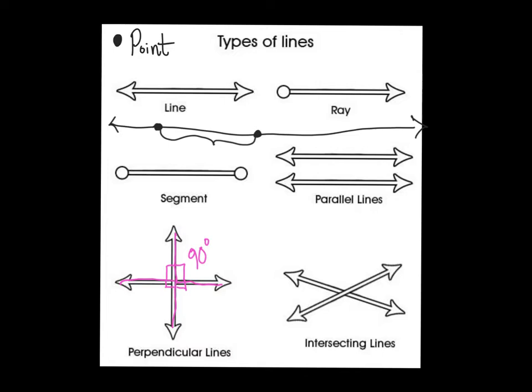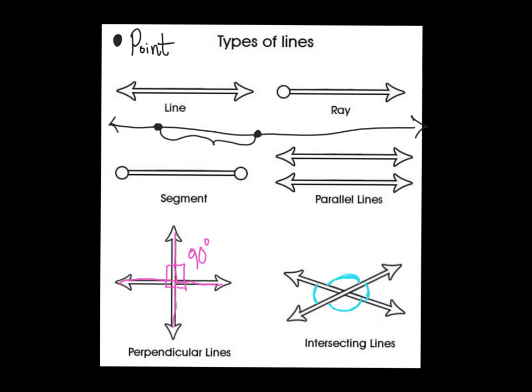And what we have over here are intersecting lines. And intersecting lines are just like perpendicular, but they don't form right angles. If you look inside these lines, you'll see right here, that's an obtuse angle. That's really big. And then on this side over here are acute angles. Here's another obtuse, and then there's another acute.